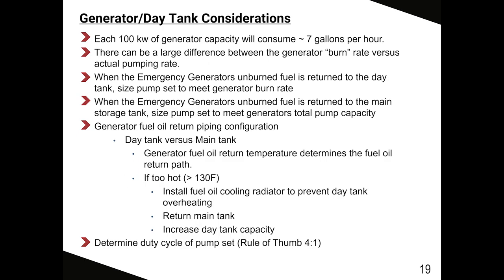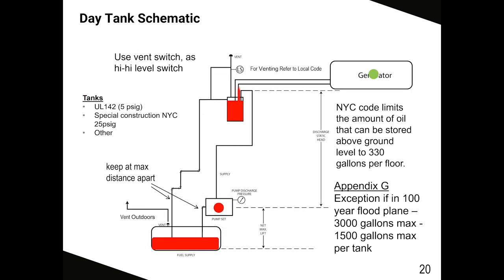Very accurate. This is a representation of a typical New York City generator installation. The main oil tank is in the basement with the pump skid, and the day tank is located up at the generator on the upper level. This shows the generator return line piped back to the day tank. Therefore, the pump skid will be sized for consumption. The static head and piping losses will determine the discharge pressure of the pump skid.